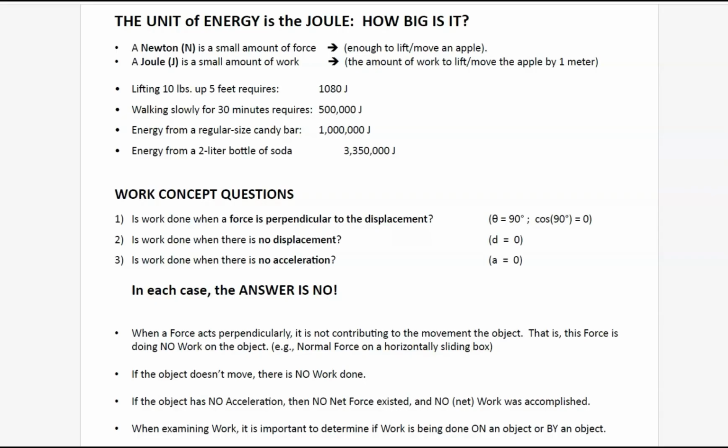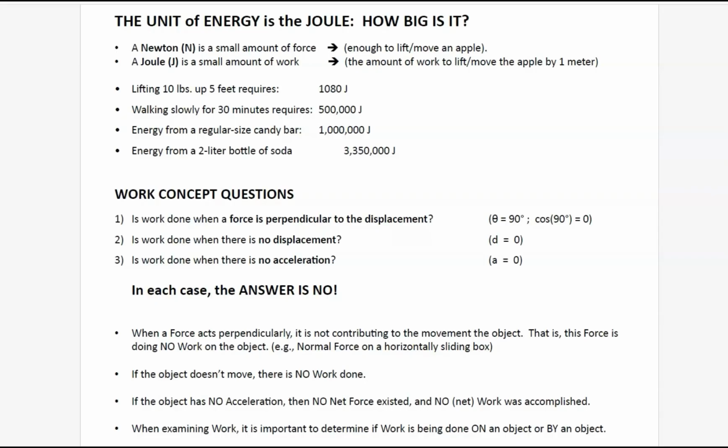So imagine having an apple on the ground and lifting it up just a little above 3 feet. That's a joule worth of energy that you had to use to lift the apple up. Okay, lifting 10 pounds up 5 feet, now you're talking about 1,000 joules. Walking slowly for 30 minutes, that's about 500,000 joules.